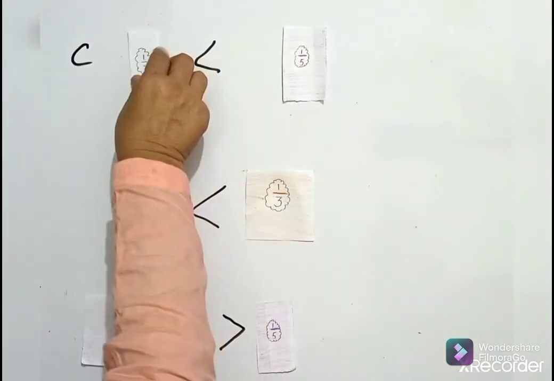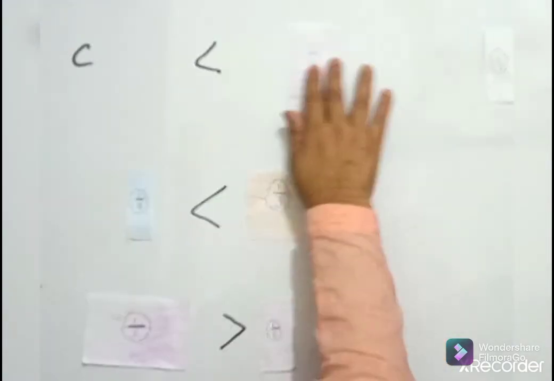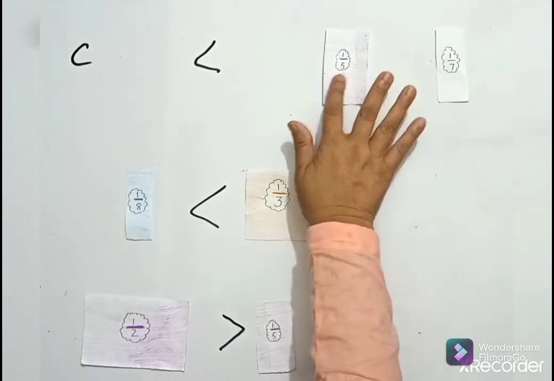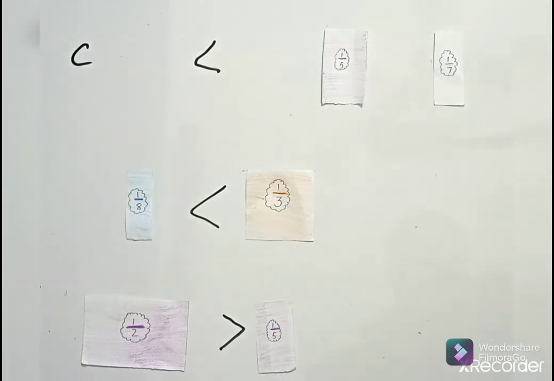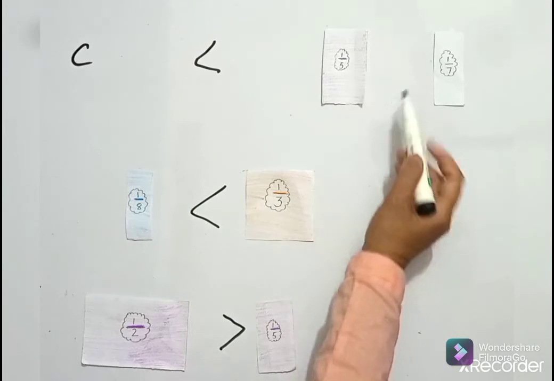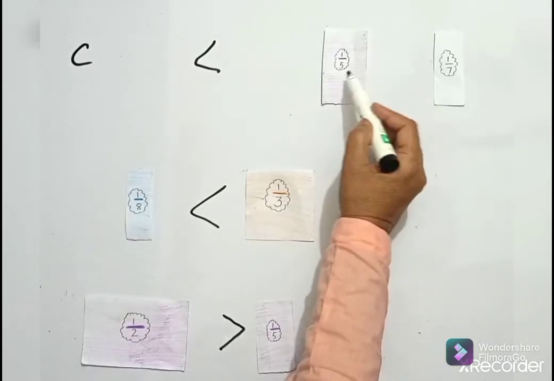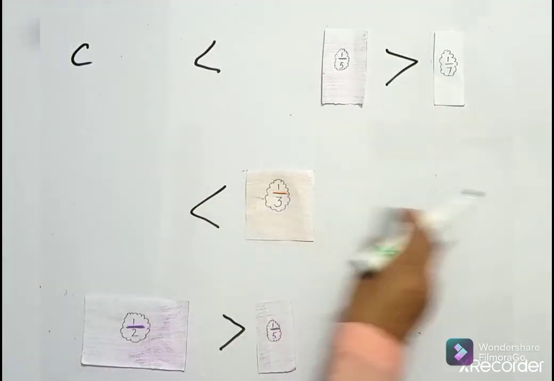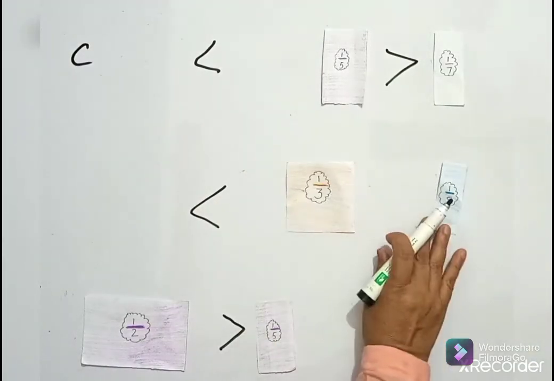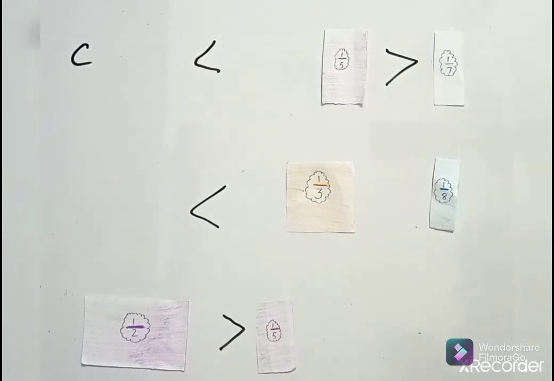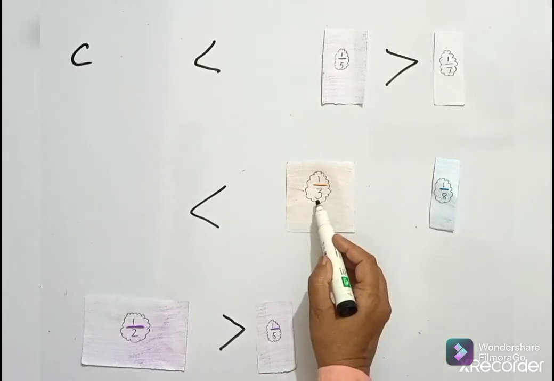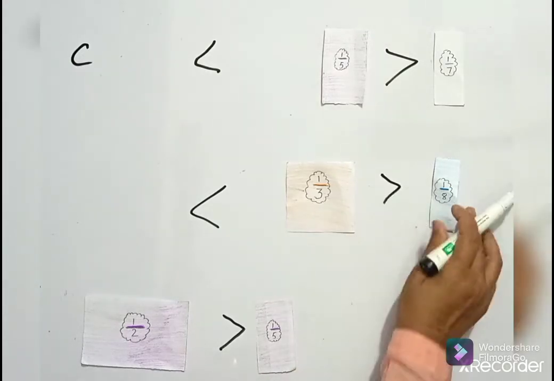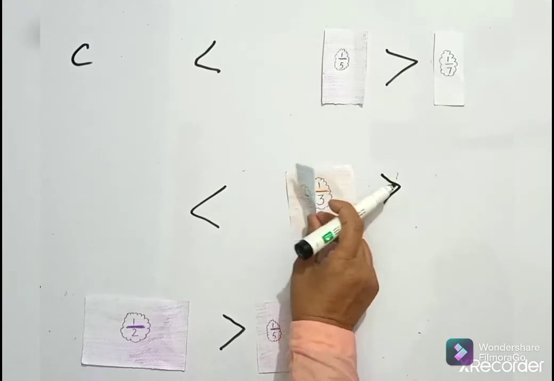If you exchange these, here, 1 over 5 and 1 over 7, for further practice, which one is greater? The one which has fewer parts. It is divided into 5 equal parts, so this one is greater. If I do one comparison again between 1 over 3 and 1 over 8, which fraction is bigger? 1/3, because it is divided into fewer parts and it is bigger, as you can see.